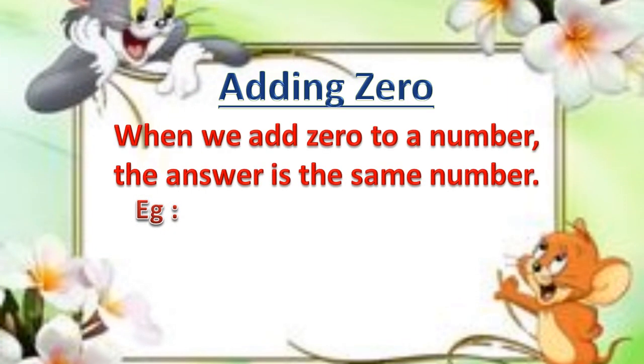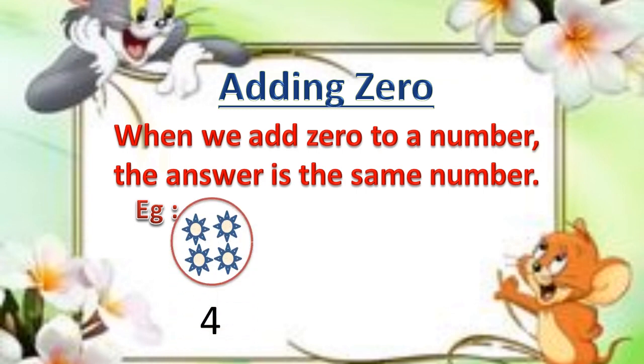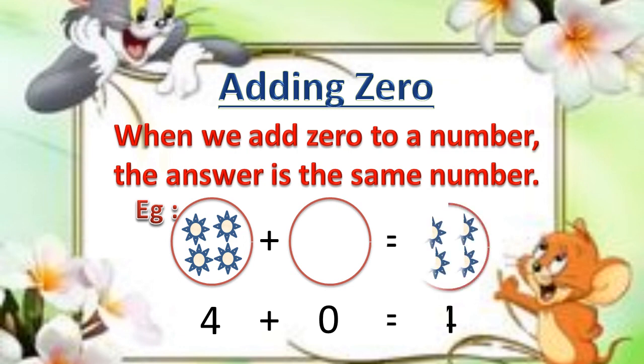Next is adding 0. When we add 0 to a number, the answer is the same number. Example, see, there are 4 flowers in the first circle and 0 flowers in the second circle. How many flowers are there in both circles? There are 4 flowers in total. 0 means nothing. So, when we add 0 to a number, the answer is the same number. 4 plus 0 equals 4.